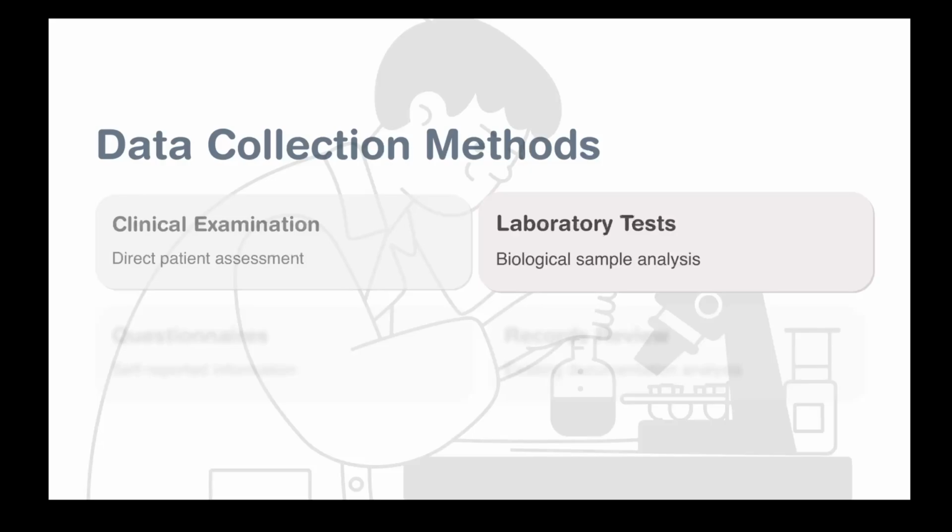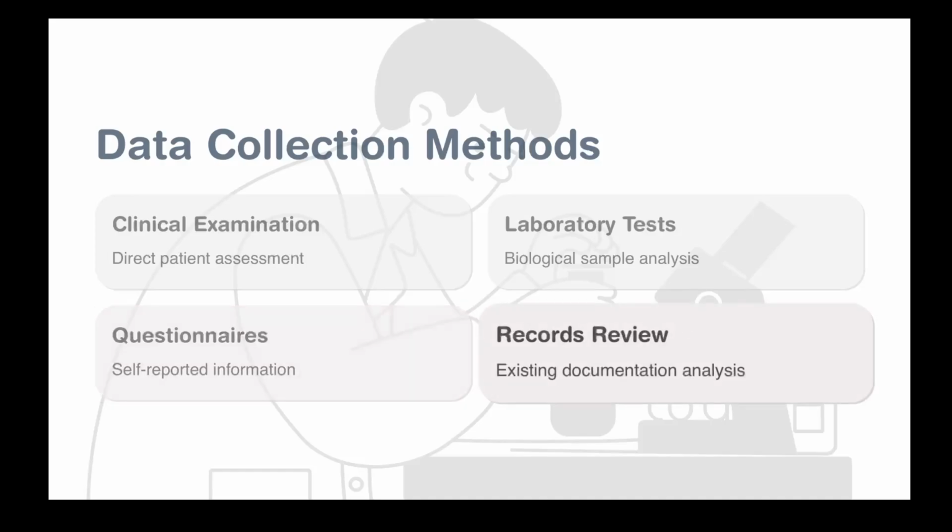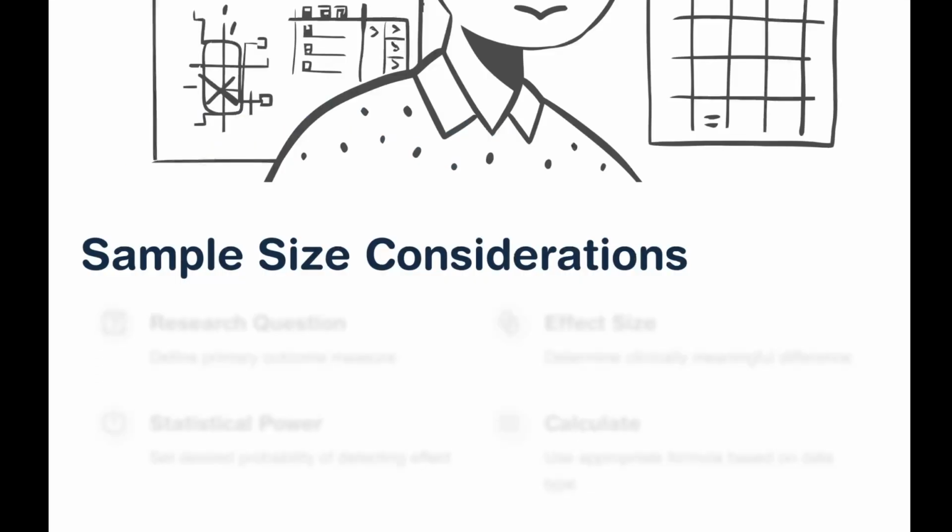The other type will be based on laboratory tests, biological sample analysis. Then sometimes, if the patient is conscious and also well educated, we can have a questionnaire. This is self-reported information. And other than that, records review. So existing documentation analysis can also be done to collect the data. So clinical examination, laboratory tests, questionnaires, and records review are the methods for data collection.